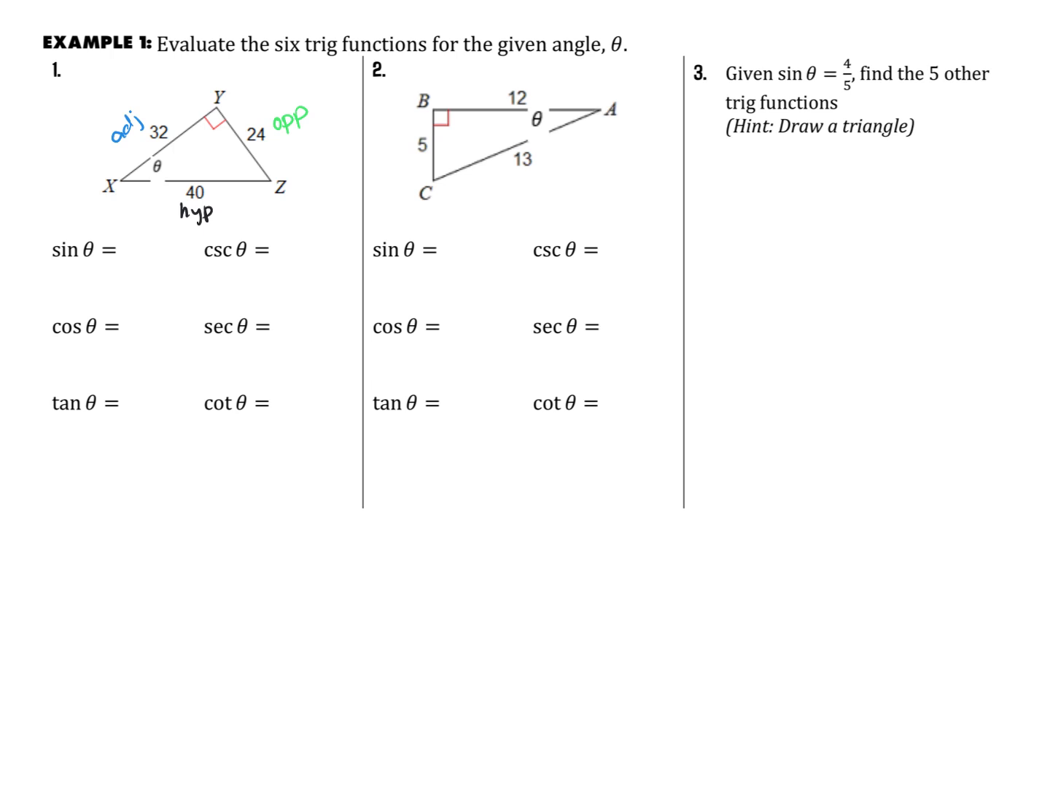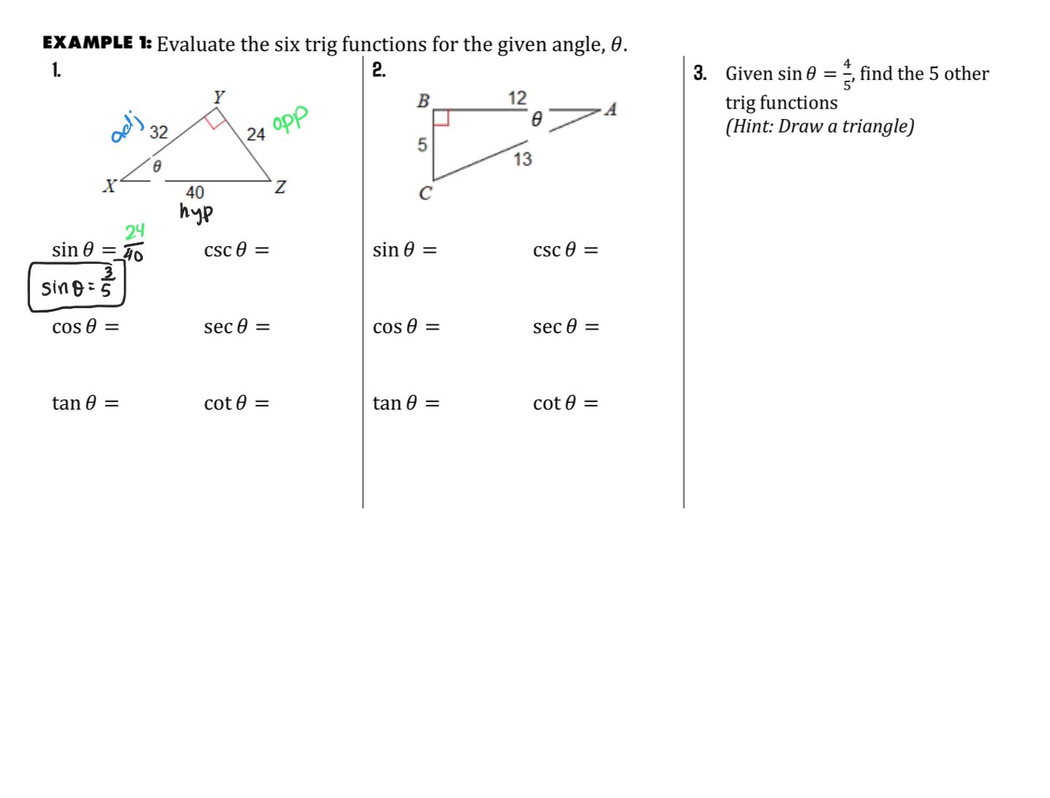I'm noticing that these are all even numbers, so we're actually going to have to do a little bit of fraction simplification as we work through these problems as well. So sine of theta, opposite over hypotenuse, that's going to be 24 over 40, but I need to simplify that and rewrite this. So sine of theta, both of those are divisible by 8. If I divide 24 by 8, I get 3. 40 divided by 8, I get 5. So sine of theta is going to be 3 over 5.